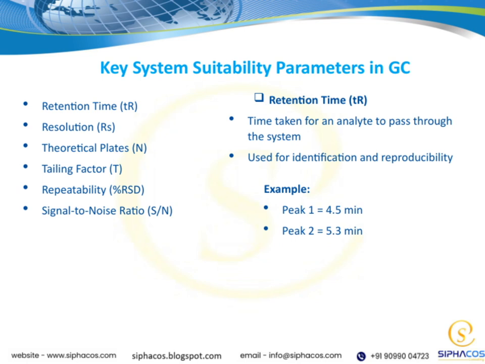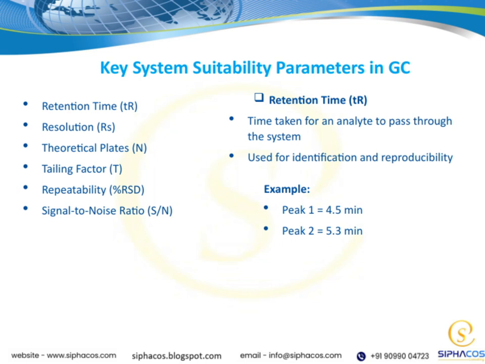Moving on, other important system suitability parameters include resolution, or RS, which tells us how well two peaks are separated. The theoretical plates, or N, give us an idea of the column's efficiency. Higher N means better separation. The tailing factor, T, indicates whether peaks are symmetrical or skewed, affecting our ability to accurately quantify analytes. Repeatability, expressed as %RSD, measures how consistent our results are across multiple runs. And the signal-to-noise ratio, S/N, helps us determine the quality of the signal. Higher S/N means clearer, more reliable detection.